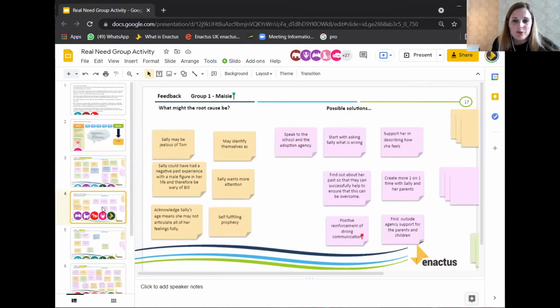Yeah, so we've got Sally wants more attention, and that Sally's previous negative experiences might impact on how she is now. And then in terms of possible solutions, we're saying again, create more one-on-one time with Sally and her parents. So there's this theme of time, and this idea of positive reinforcement and strong communication between the parent and child. Okay, I'm going to whip through so we've got time to go through everyone's, if that's all right.